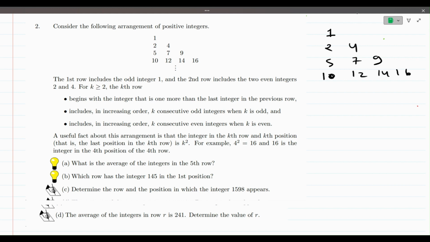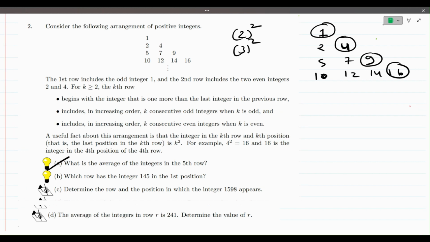Also you should look at the last number of each row, which is 1, 4, 9, and 16. All these numbers are perfect squares. 4 is the square of 2, which is the last number of the second row. 9 is the square of 3, which is the last number of the third row. 16 is the square of 4, which is the last number of the fourth row, right? So question number 1 is, what is the average of the integers in the fifth row?